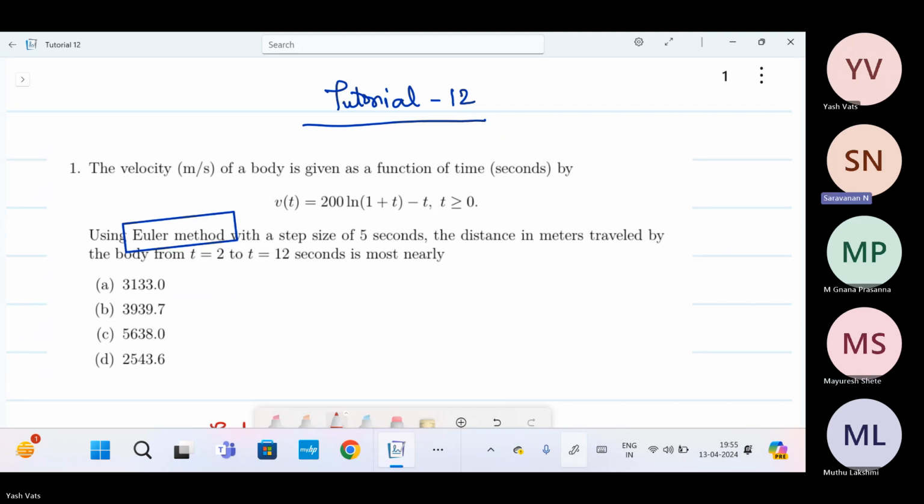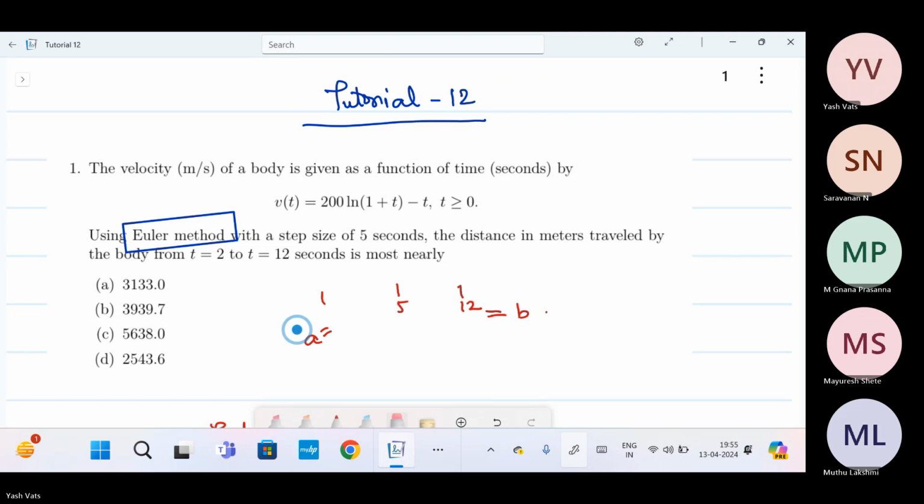So now the velocity is given. We should find the distance traveled from t equal to 2 to 12 seconds. So a equals 2 and b equals 12, right? Yeah, and the step size of 5 seconds. 2, 3, 4, 5, 6, 7, 8, 9. Oh my God.